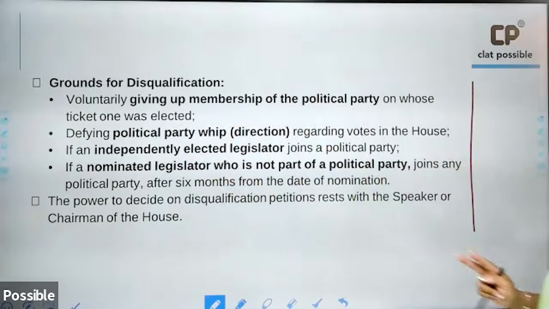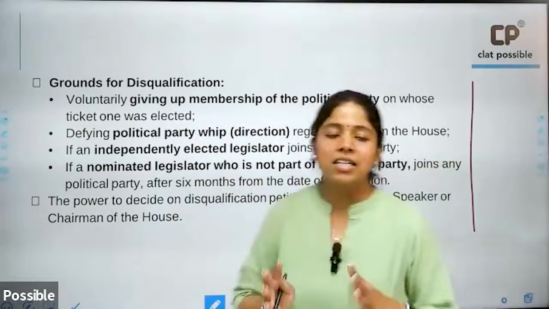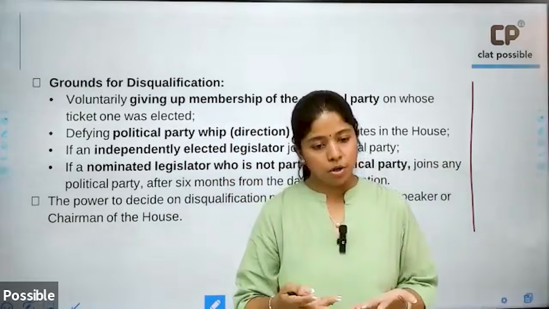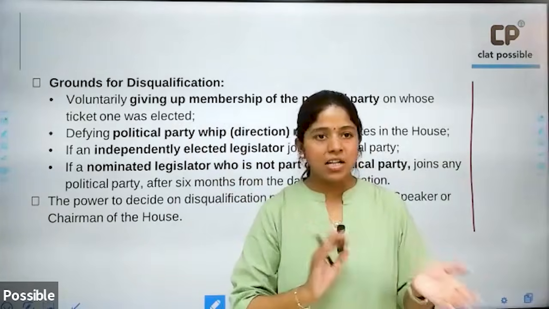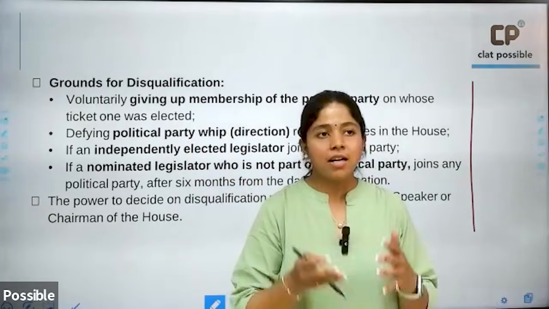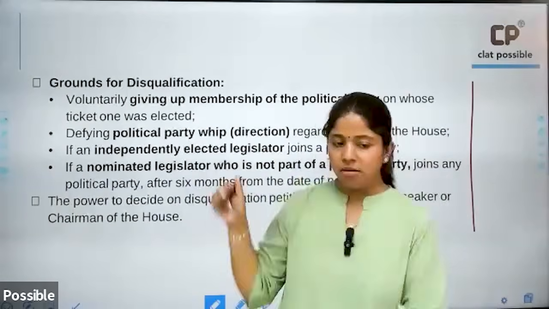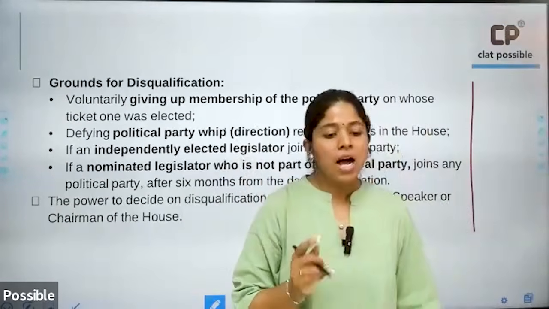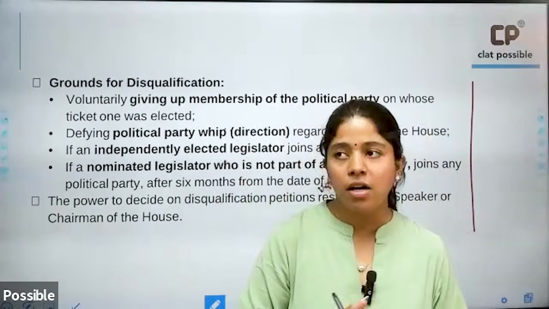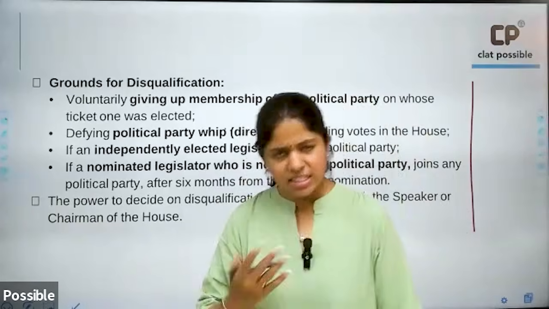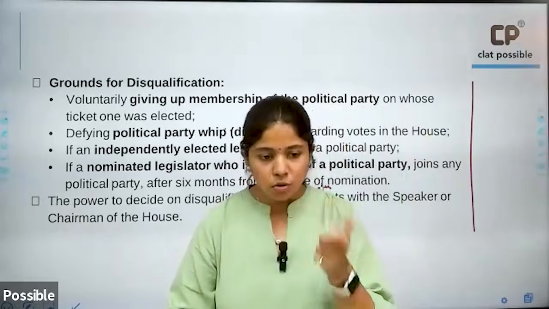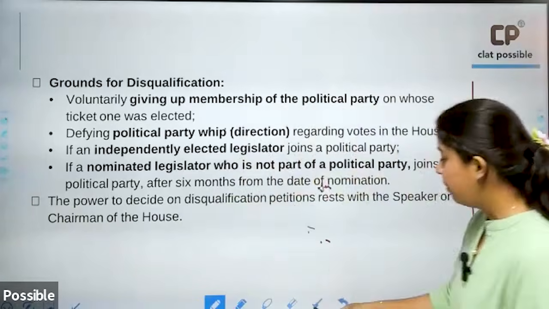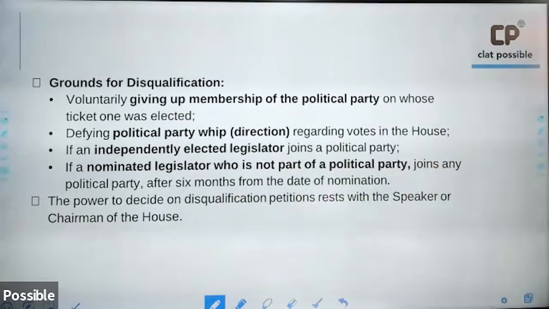Second, defying the political party whip or direction. Maybe there is a bill in Parliament which has to be voted upon. The political party's leader says that everybody has to vote against the bill. This order or direction is known as a whip. Against this order of the party whip, if some MP votes in favor of it, this is known as going against the political party's whip, and could be a ground for defection or disqualification.